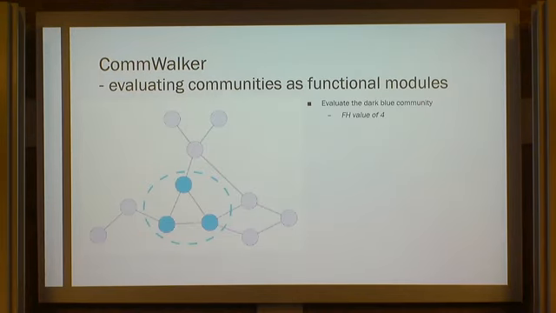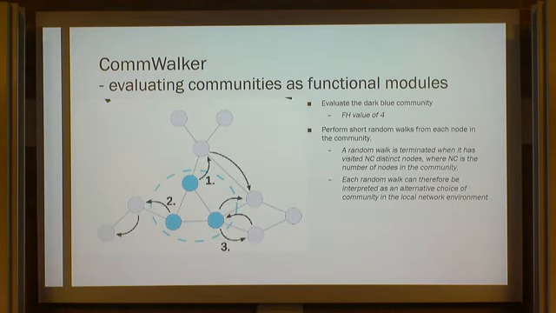And I'm going to go back to those random walks to do this. So if I wanted to evaluate that triangle, say, within this network, and it has a functional homogeneity value of 4, I always think this is a very simple process, but it's quite satisfying the way it works. What I'm going to do is perform short random walks from each node in the community, which are length 3, because the community is size 3. And a random walk is terminated when it's visited that number of distinct nodes.